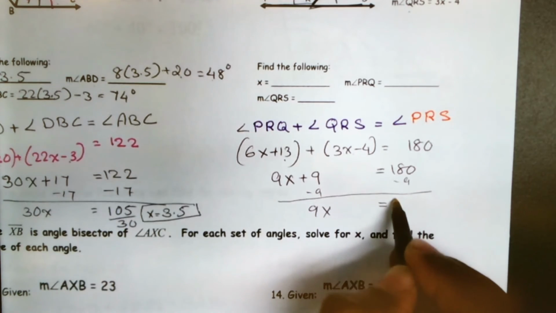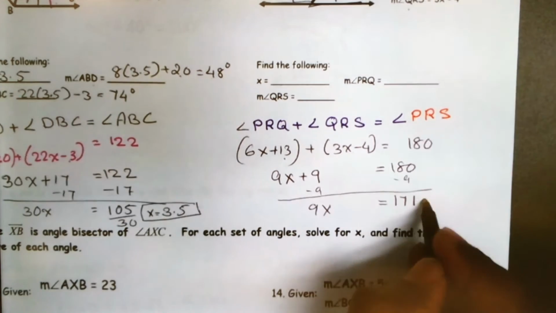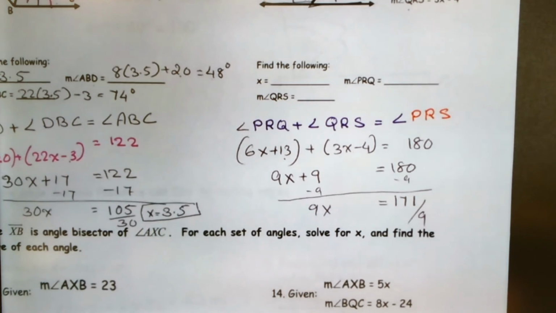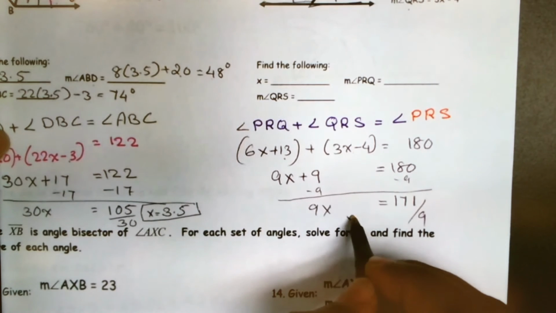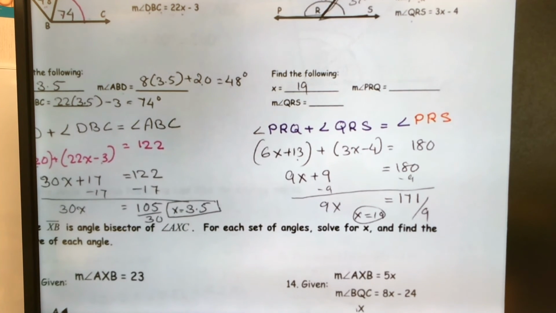To solve for x, you subtract the 9 from both sides, so you will get 9x is equal to 171. So to solve for x, divide by 9. So 171 divided by 9 is 19. So x is equal to 19. So now you got x is equal to 19.